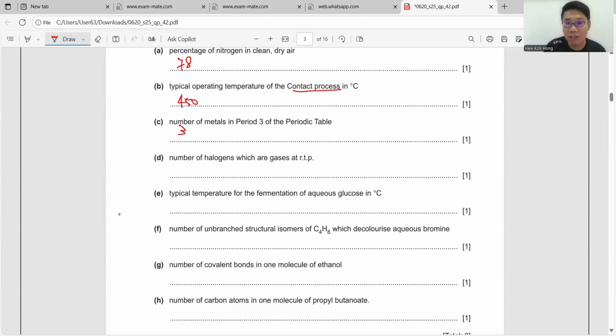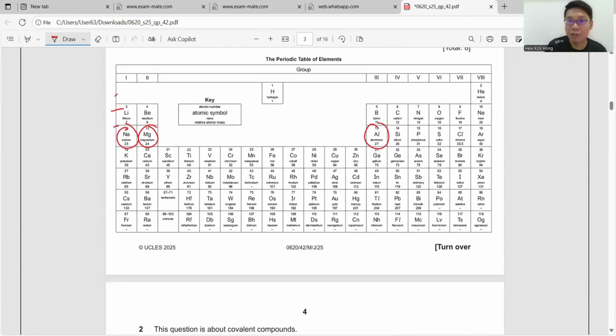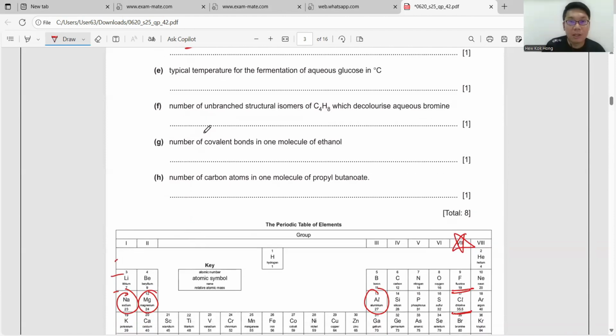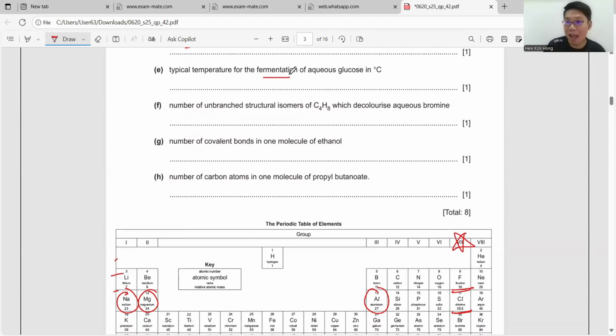Number of halogens which are gases at room temperature. Halogens are group 7. Gas is 1, 2. At room temperature, these two are gases. A typical temperature for fermentation of aqueous glucose to form alcohol is around 25 to 30. So let's say you can write 30 degrees C.